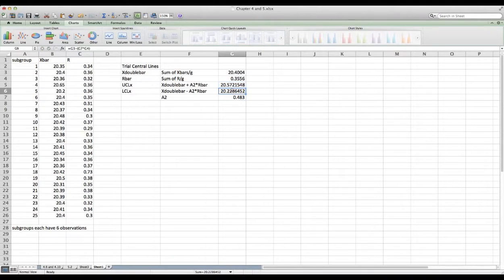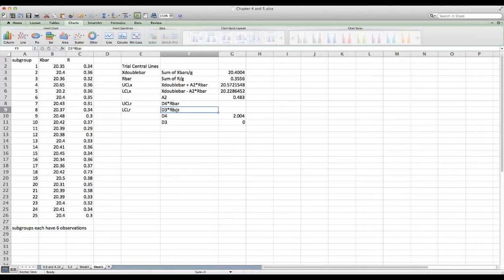Check, check. Now I have successfully established a trial control chart for the X chart. Now let's finish this by calculating the control limits for the R bar chart, and then we'll be complete with step number 4 of constructing a control chart. We have for the upper central line D4, which is a constant from the back of the book. In this case it is 2.004, corresponding to 6 observations in each subgroup.